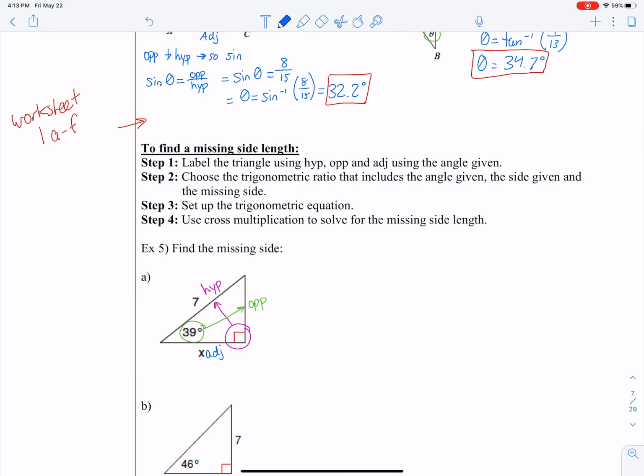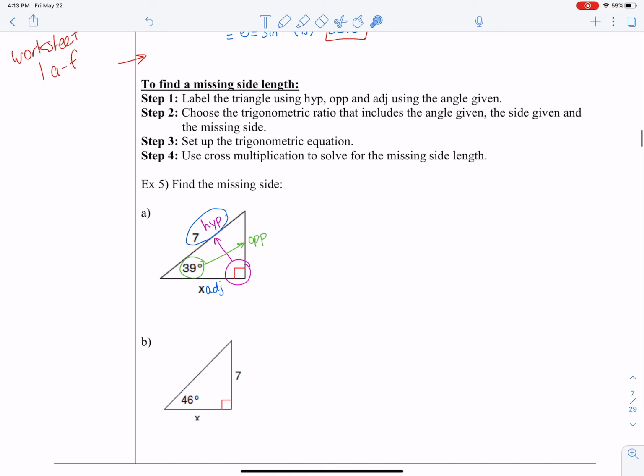Now we need to circle the two sides that have information. So we know this side has information because it has a number. And we're going to consider whatever letter they've used to be a piece of information as well. So we're going to circle the side with the letter. Okay. So our two sides are hypotenuse and adjacent.